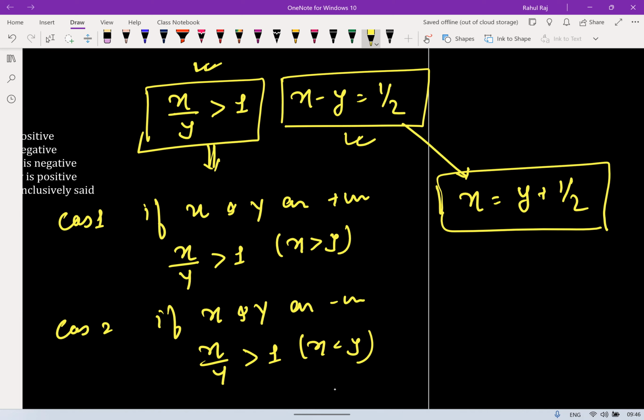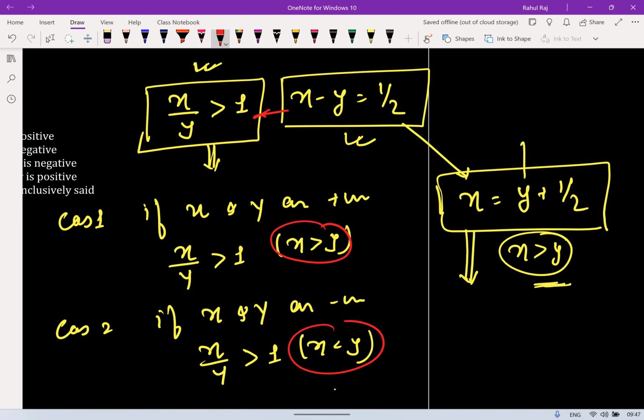Can I 100% conclude x is greater than y? 1000%, right? Because you take any value of y, Alexa. You take y is equal to 100, x would be 100 and a half. You take y is equal to 1000, x should be 1000 and a half. So this condition says x is greater than y by half, right? Now x greater than y here, Alexa. Here I have x greater than y, x less than y. Both conditions need to be satisfied. We should take a common value, x greater than y, right?